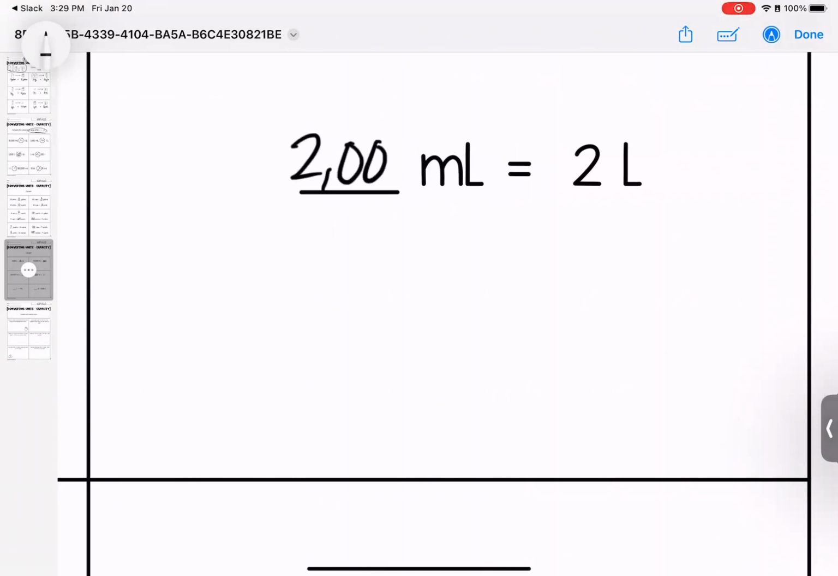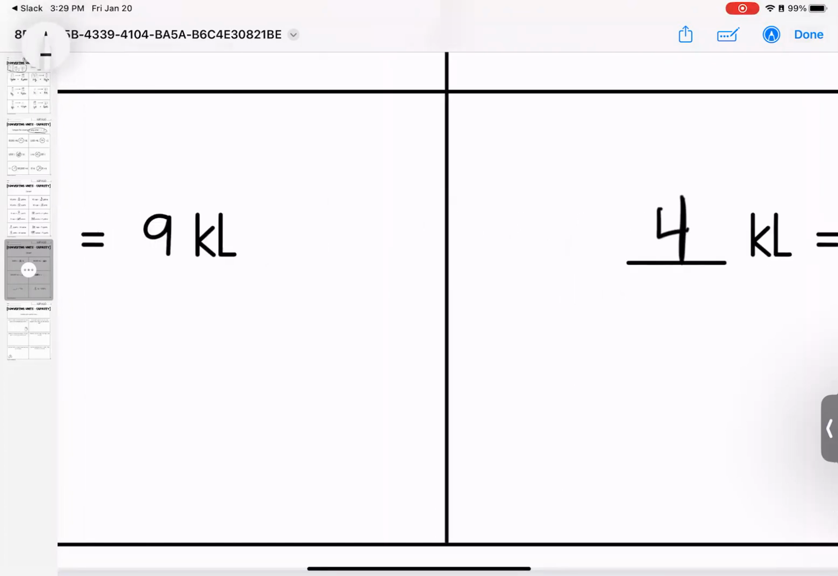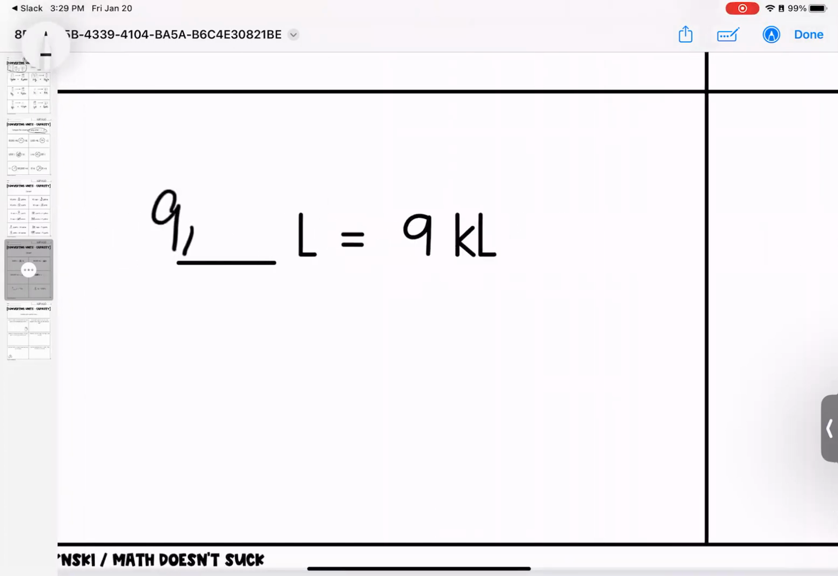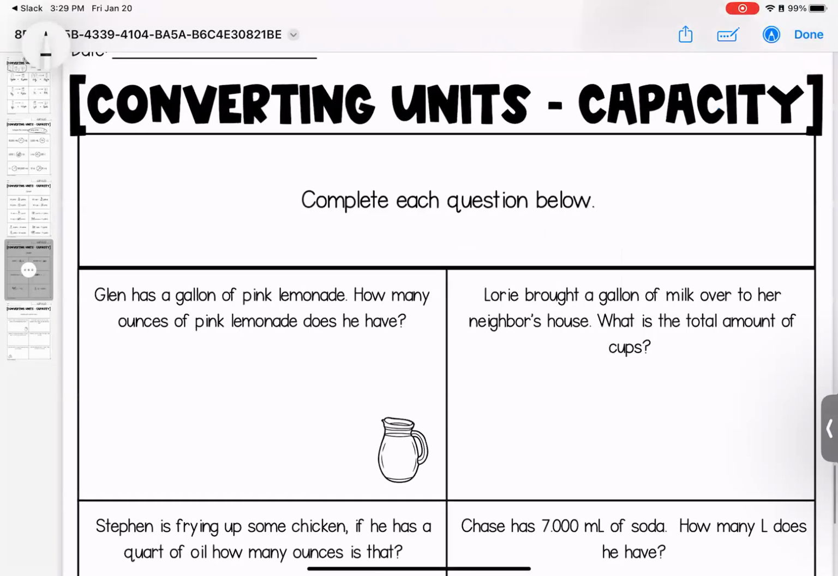2,000 milliliters is 2 liters, each is 1,000. We have 4 kiloliters in 4,000 liters, so each kiloliter is 1,000 liters. And we have 9,000 liters is 9 kiloliters. Any questions? Bring them to class.